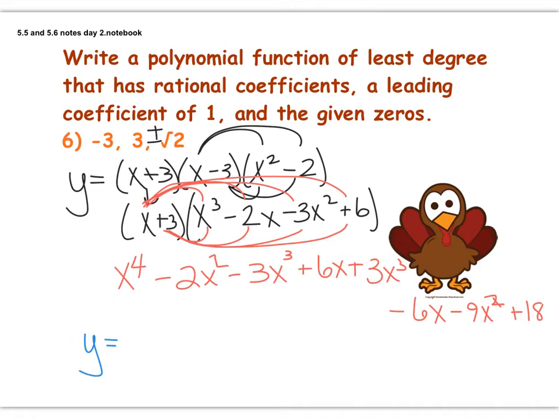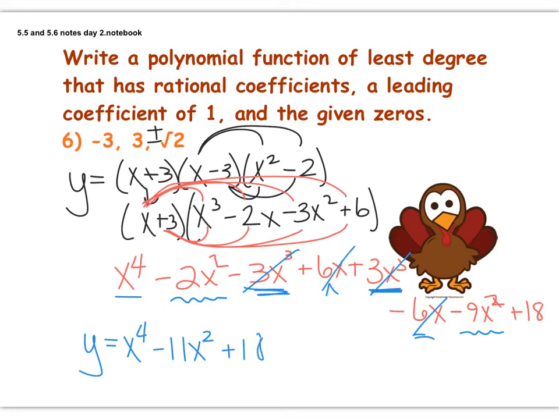All right, clean up our like terms and put it in the right order. We have an x to the fourth. Let's see, I have a minus 3x cubed plus 3x cubed. Well, those are going to cancel out. And then negative 2x squared minus 9x squared is negative 11x squared. 6x minus 6x, those are going to cancel. And I have a plus 18 on the end. And we are done.